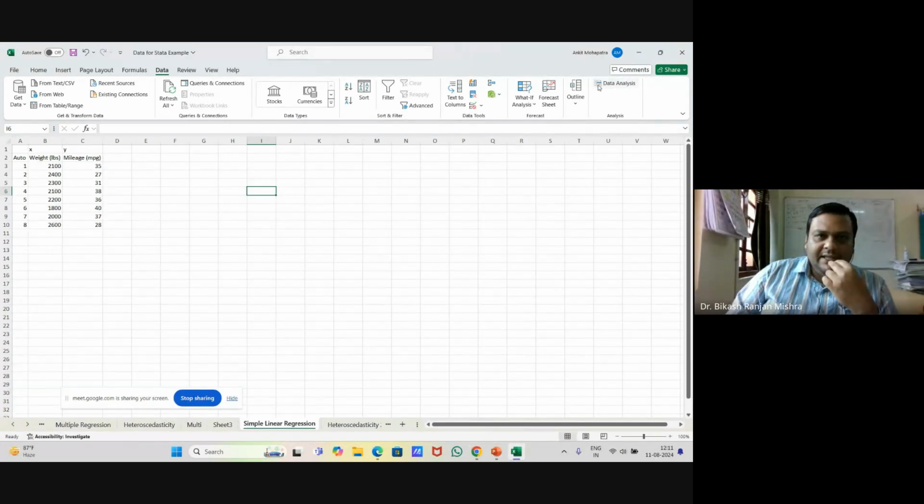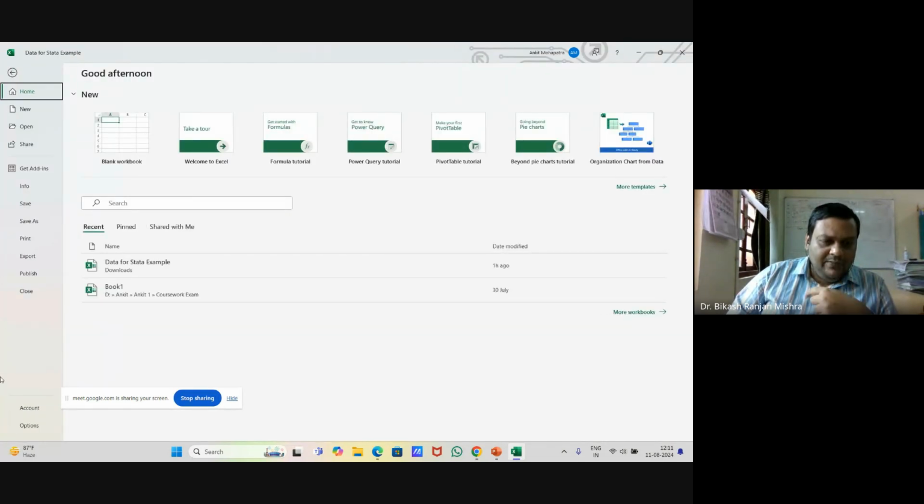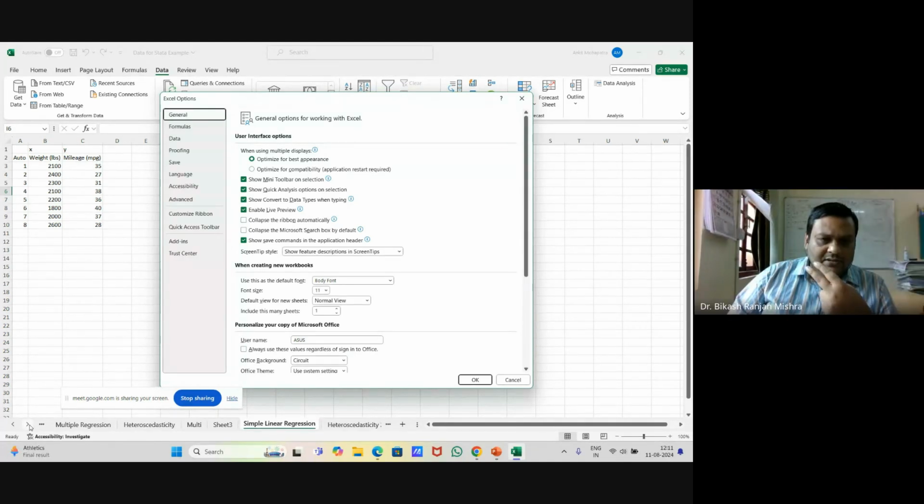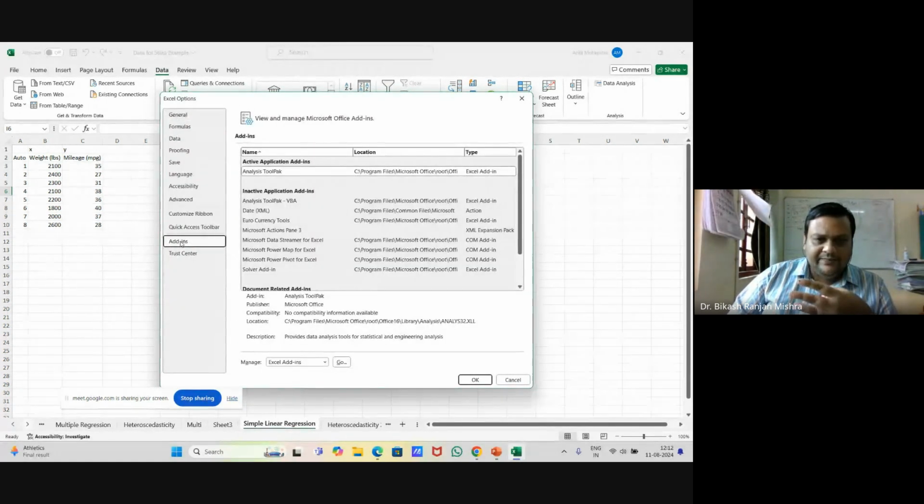So first thing is that in the data section, whether data analysis is visible or not visible. If it is visible, stop because everything is there. If it is not there, then go to file. Step one, file. Step two, within file, there is a section called option. Step three, within option, there is a concept called add-ins. Select add-ins.